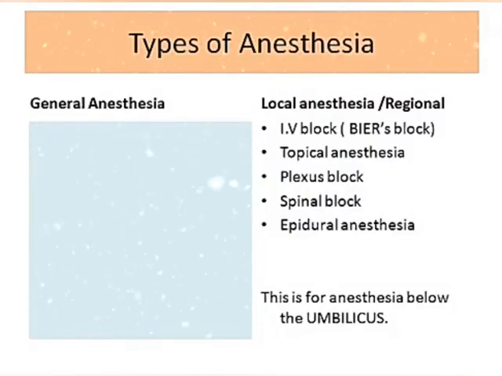Now we move towards various types of anesthesia. Broadly, it is categorized into two types: general anesthesia, which has a full body effect, and local anesthesia, which has a regional effect. This includes the IV block, which is known as Bier's block, topical anesthesia, plexus block, spinal block, and epidural anesthesia. We'll study each of them individually. Now we'll move to its first type, general anesthesia, but before studying that we need to know its pharmacology.